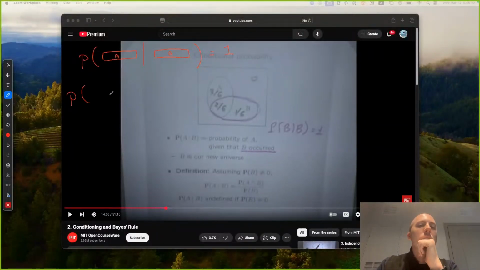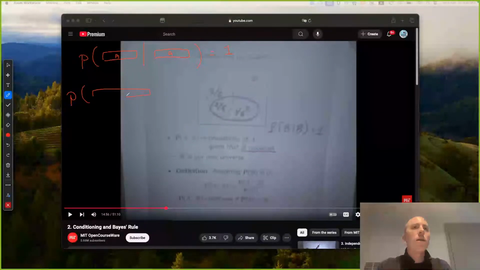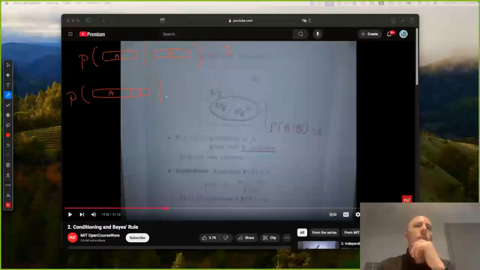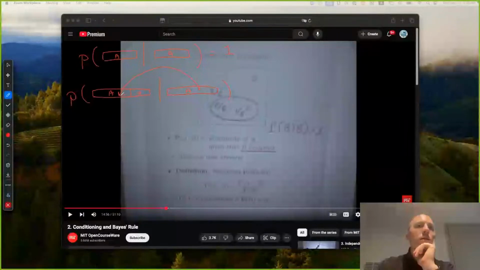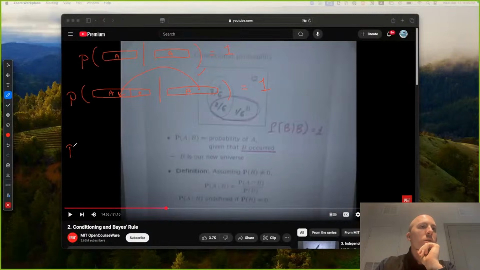But if we have the probability of A given, I guess we have this: A and O, A. So wherever we get in here, we're also in here. So that's good. It's also 100%.